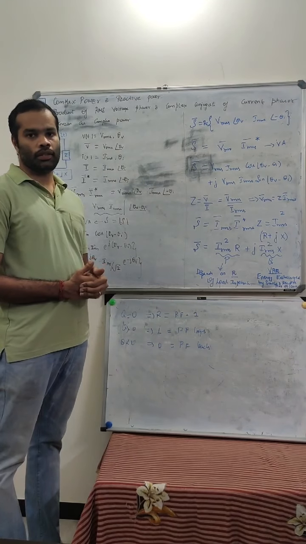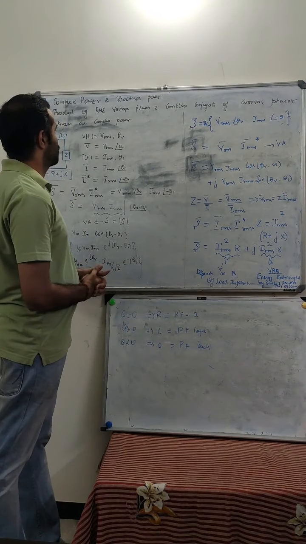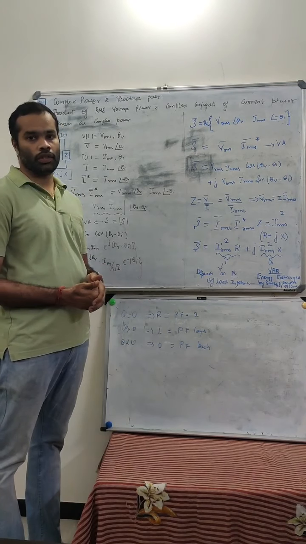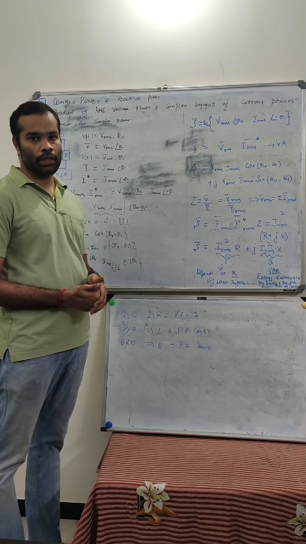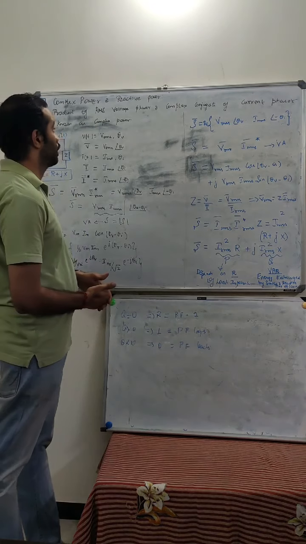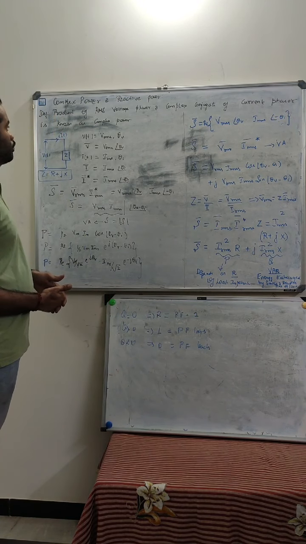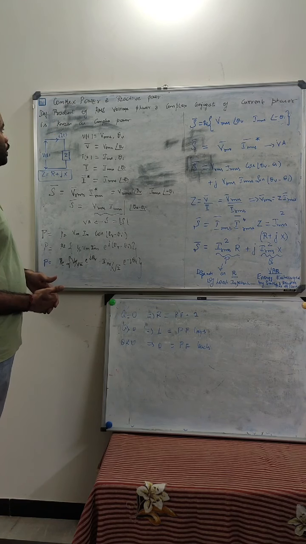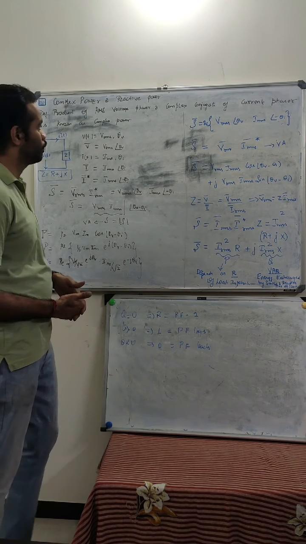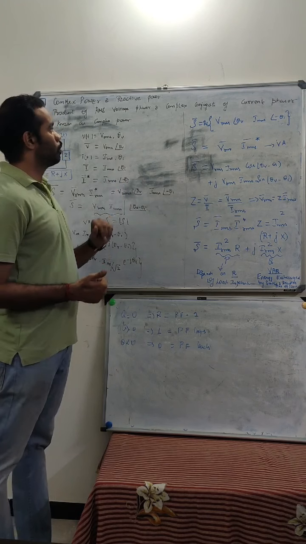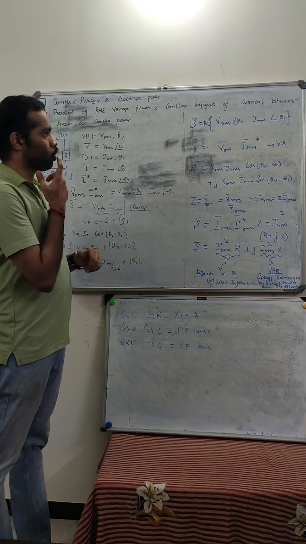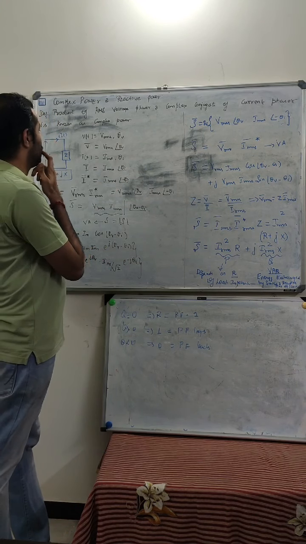Now let's start with the next topic, which is complex power and reactive power. By definition, complex power is nothing but the product of the RMS voltage phasor and the complex conjugate of the current phasor.